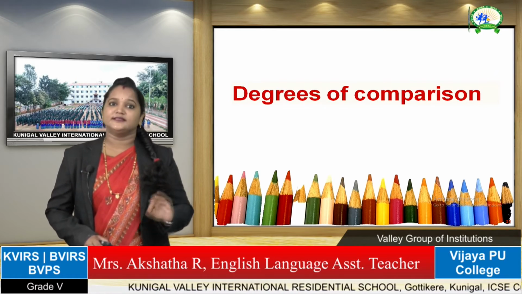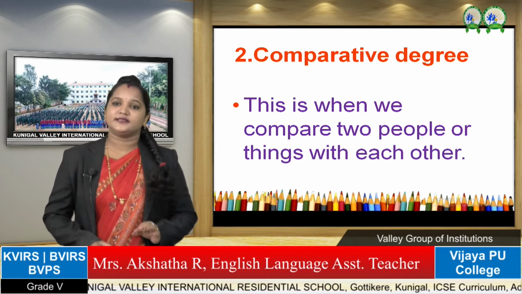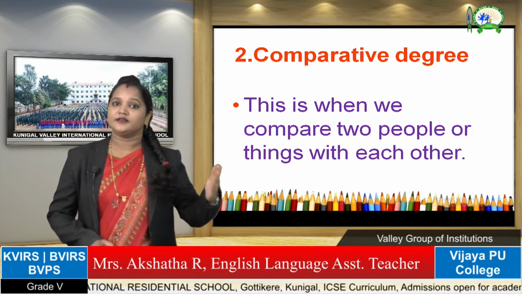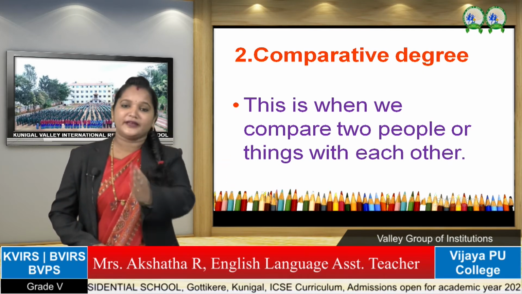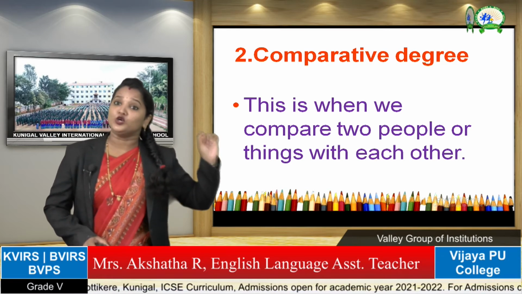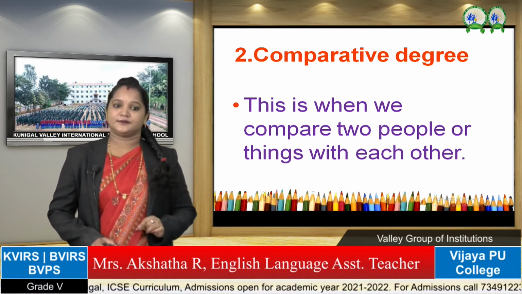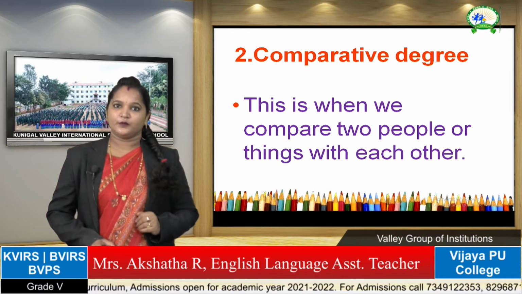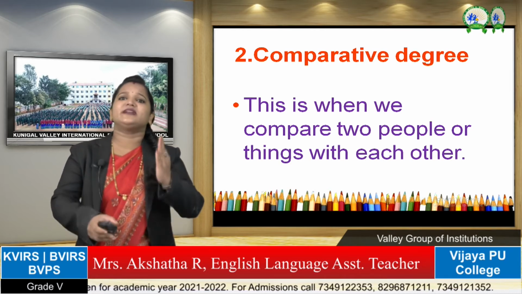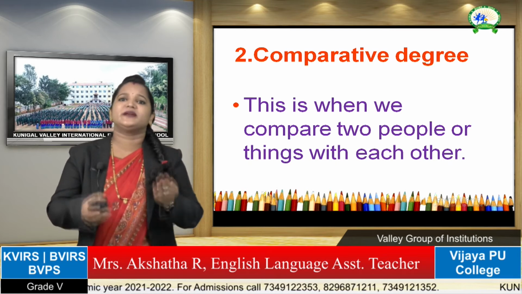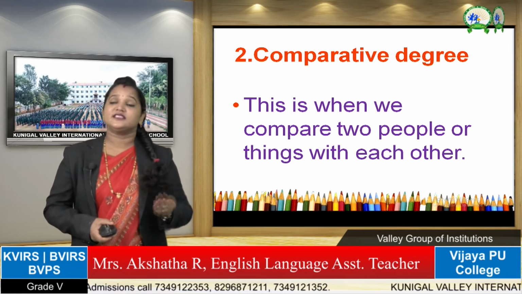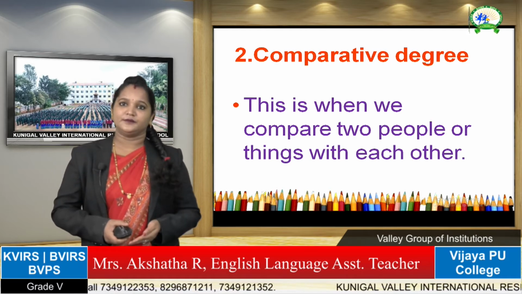Degrees of comparison, the second point is comparative degree. The word itself says we are comparing. This is when we compare two people or things with each other. When there are two people or two things, we are telling who is better, which is better, which is more and which is less. This is called the comparative degree.